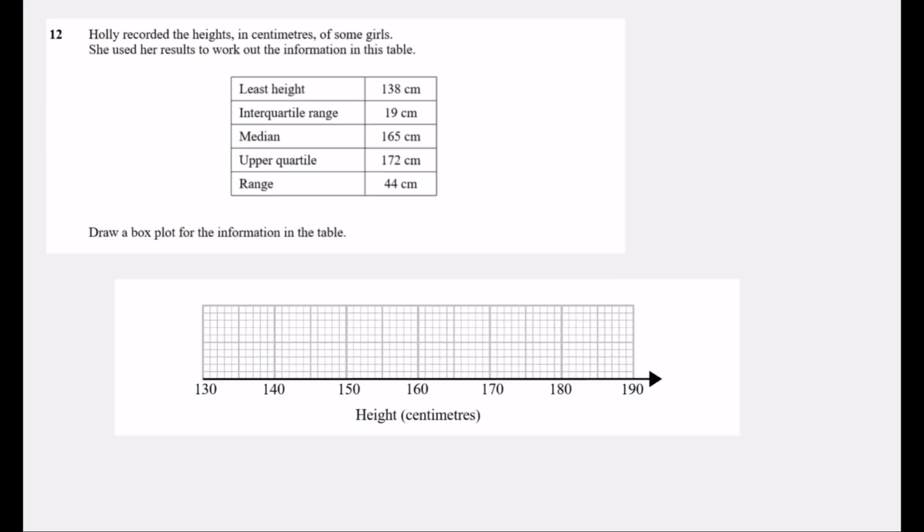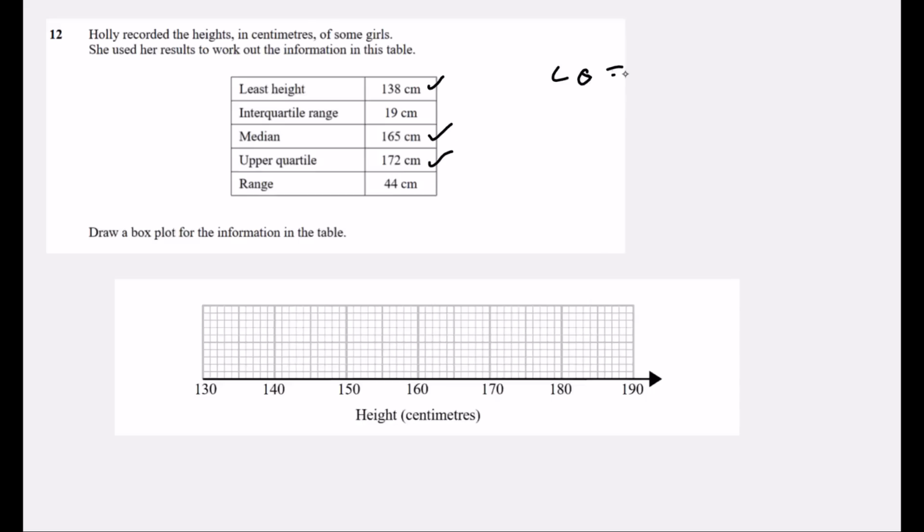Question 12. Holly records the heights in centimeters of some girls. She used her results to work out the information in this table. Draw a box plot for the information in the table. So for a box plot, we need the lowest height, which we've got, the median, the upper quartile, and we need the lower quartile.